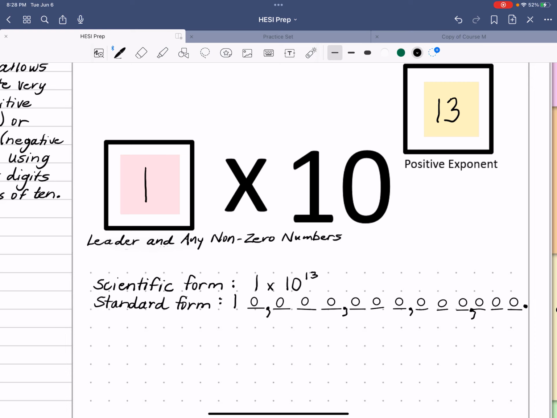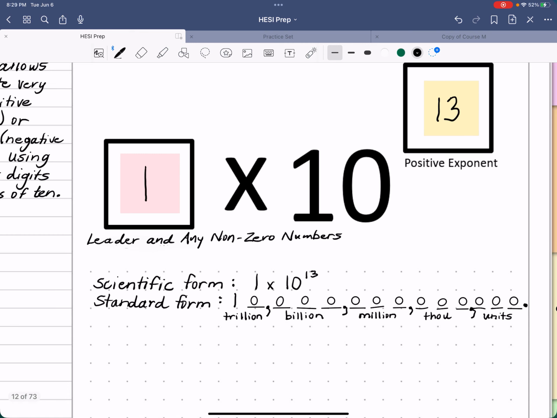And then you can read the number. This is the units section. This is the thousands section. This is million. The next one is billion. And this next one is trillion. I think the national debt is more than this amount. It is so big. So word form would be 10 trillion.